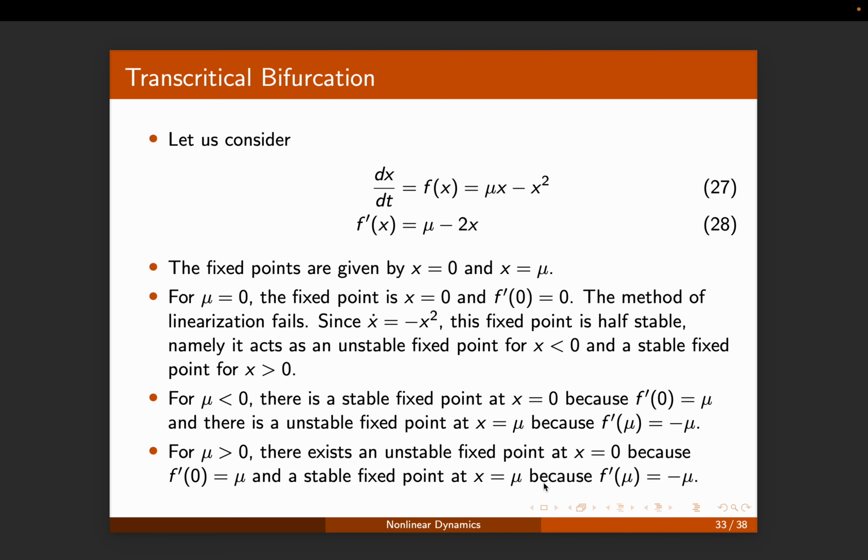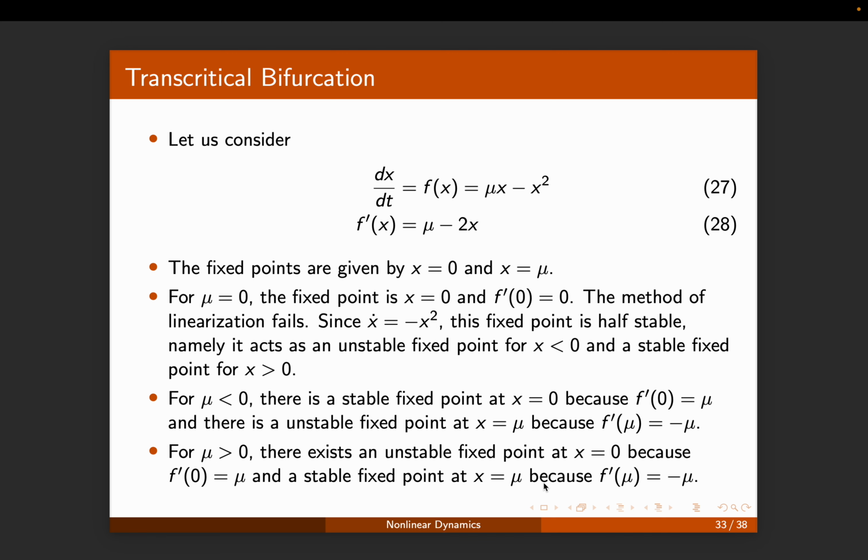For mu less than 0, there is a fixed point at x equal to 0. Here f prime of 0 becomes mu. So mu is negative, and therefore x equal to 0 is a stable fixed point. At x equal to mu, f prime becomes minus mu. But mu is less than 0, so f prime becomes positive. So x equal to mu is an unstable fixed point.